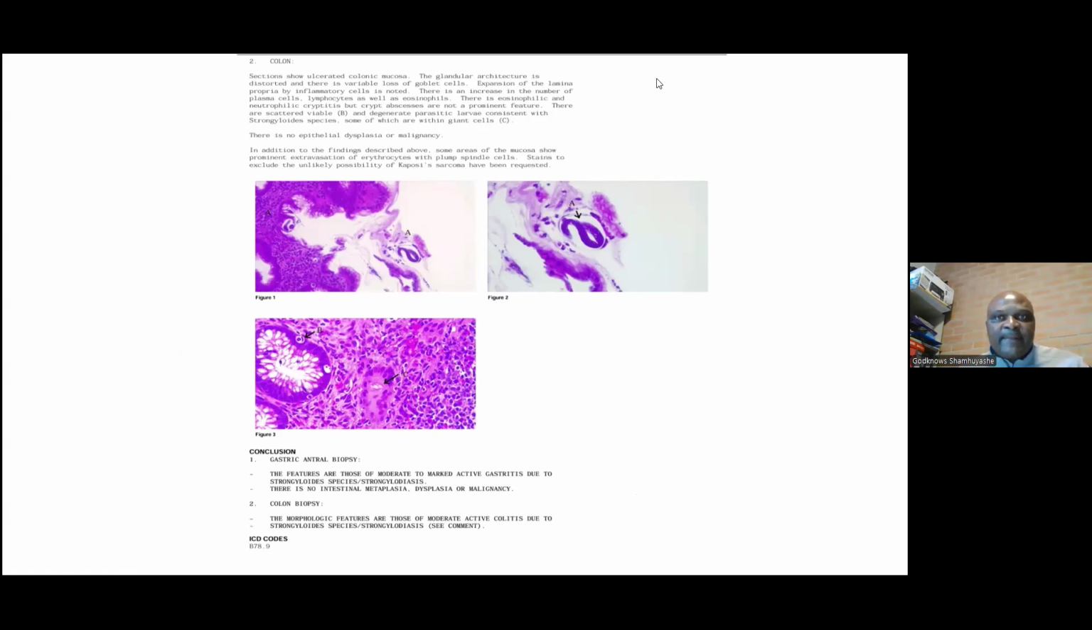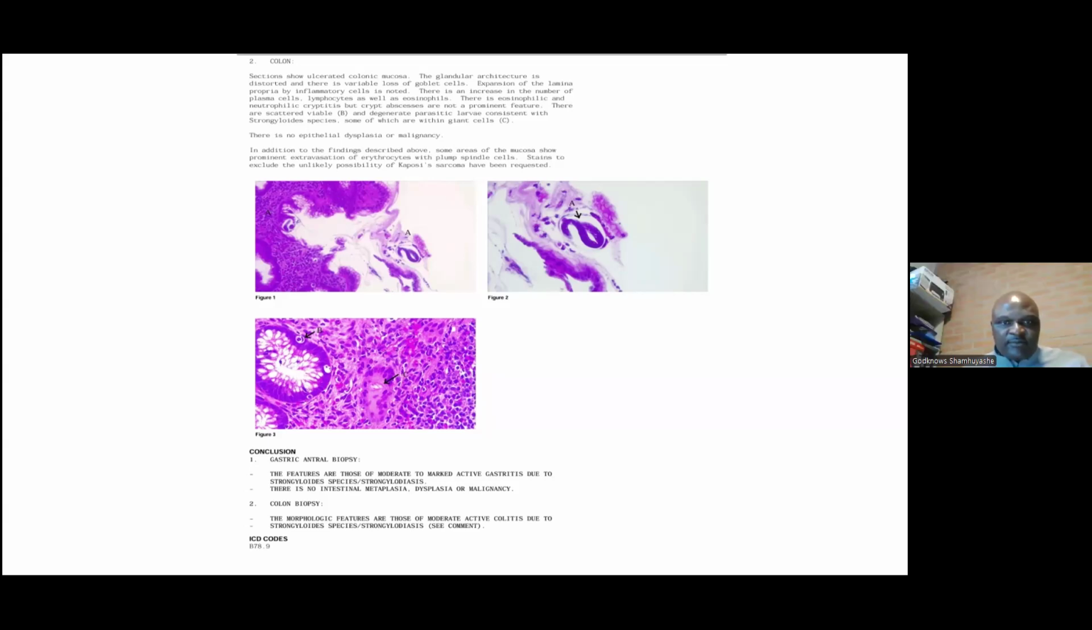It was the colonic biopsy, and it shows that the glandular architecture was distorted with a variable loss of goblet cells, and there was expansion of the lamina propria by inflammatory cells, with an increase in the number of plasma cells, lymphocytes, eosinophils, and neutrophils. There was eosinophilic and neutrophilic cryptitis, but crypt abscesses were not prominently seen, and there was Strongyloides species noted within the goblet cells. You can see this on the second slide, in the first figure and also on the second one. Also there were some areas of mucosa which show prominent extravasation of erythrocytes with plump spindle cells.